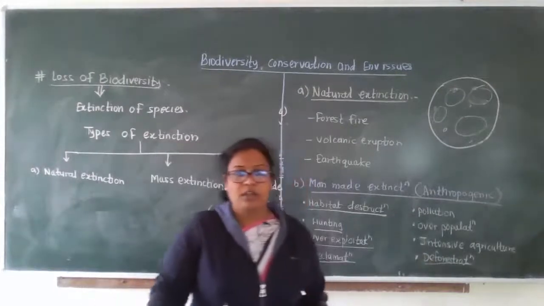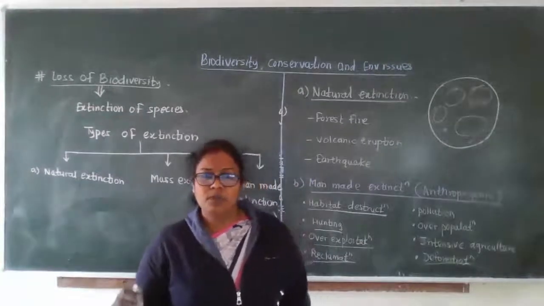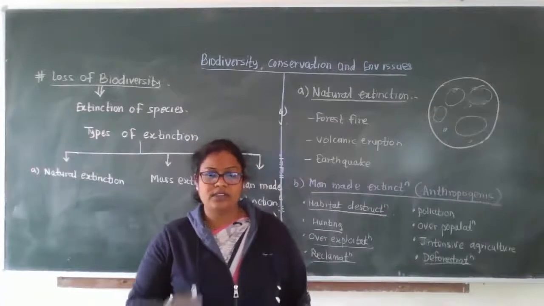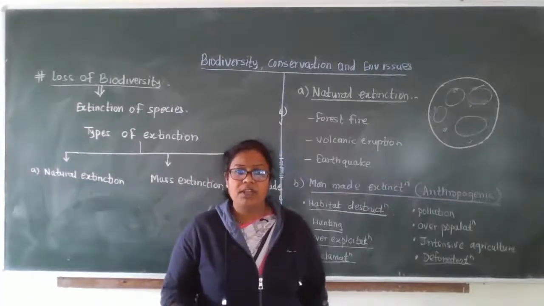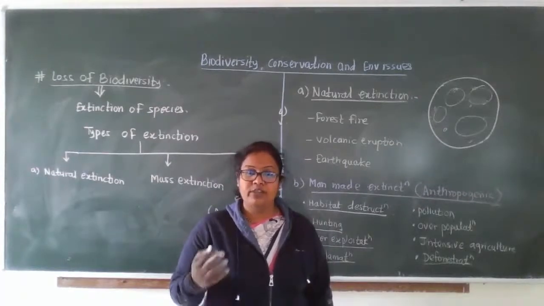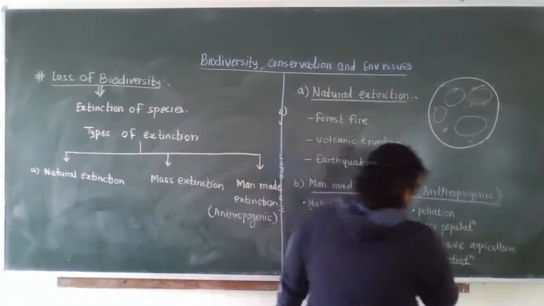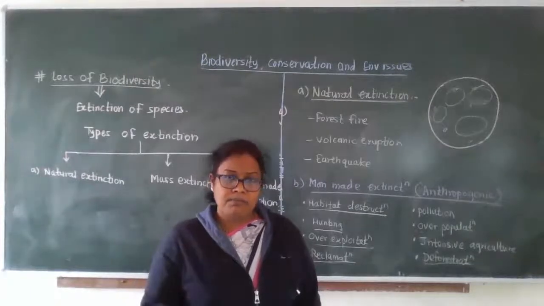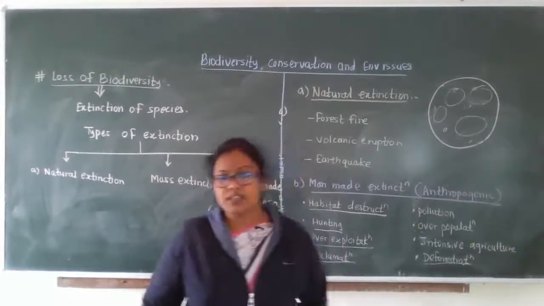Then the next one is pollution. As you know, pollution is increasing majorly nowadays, and because of that, most species get harmed and even go extinct. Then overpopulation of humans: as I said earlier, we are increasing beyond the bearing capacity of the earth. Because of that, we are occupying the area and the natural habitat is disturbed by human introduction. Then intensive agriculture, which I have already stated, and the next one is deforestation.